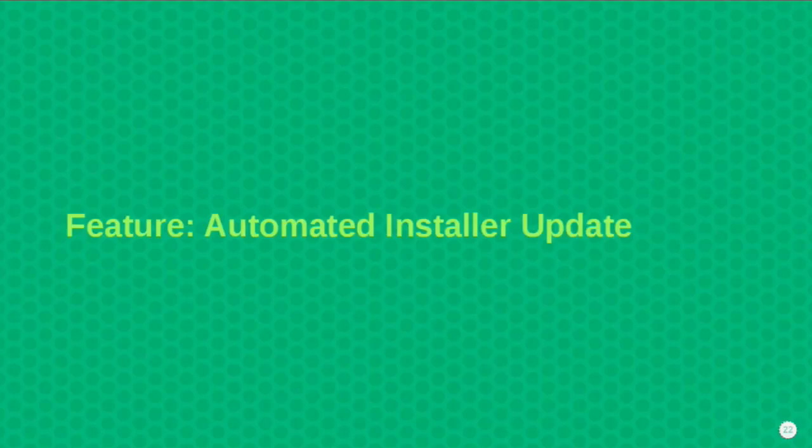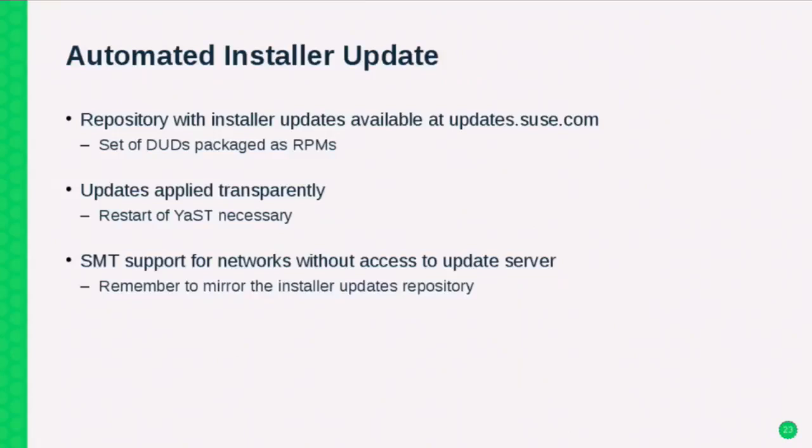For example, you have special hardware and want to add some packages, or you have special requirements for your look and feel. And for this automated installer update, okay, we have some bug we want to fix in the installation system, and we as SUSE want you to have the opportunity to have the latest software on the installation system. So that's the automated installer update.